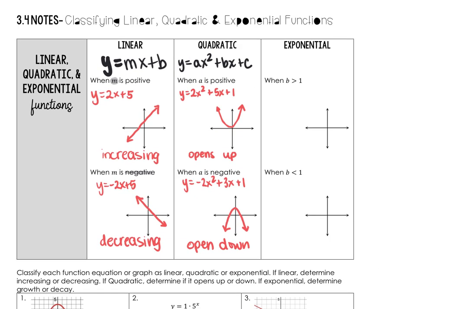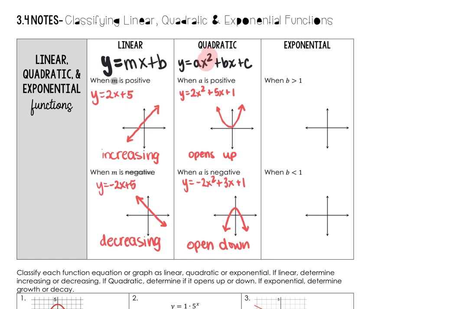So a quadratic function will have an x squared. It's probably important that we pick that out. If it's quadratic, it's going to have an x squared. And if a is positive, it's going to be a U that opens up. And if a is negative, it's going to be a U that opens down.